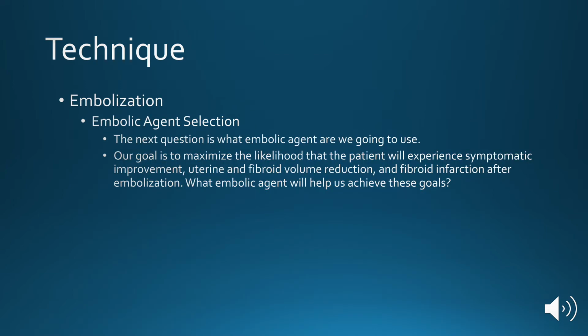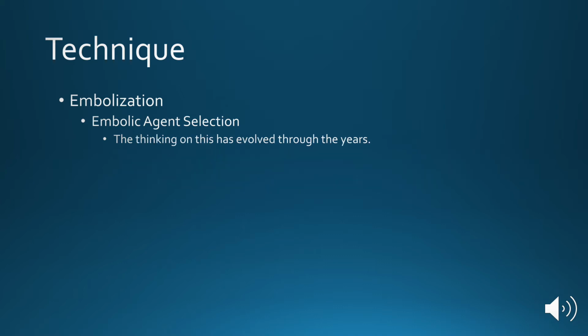The next step of the procedure is to determine what embolic agent we're going to use. You have to remember that the goal of the UFE procedure is to maximize the likelihood that the patient will experience symptomatic improvement, uterine and fibroid volume reduction, and fibroid infarction after embolization. So the question here is, what embolic agent will help us achieve these goals?